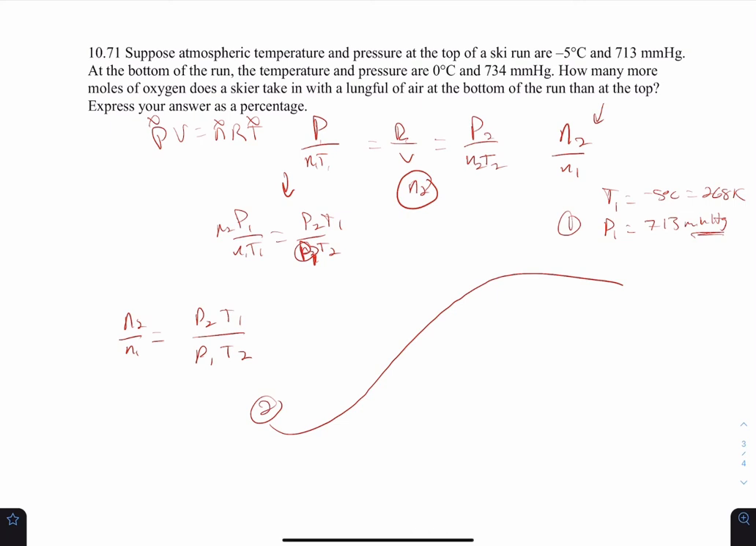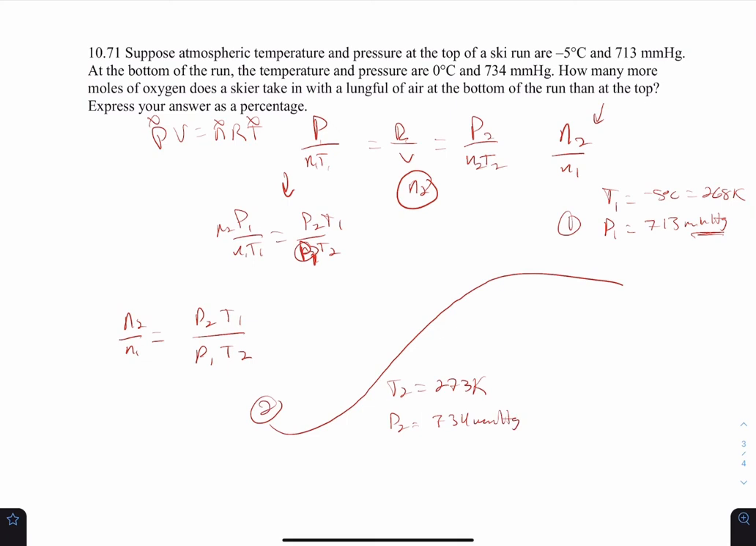Temperature for sure always needs to be in Kelvin, but for pressure, I'll show you why it doesn't matter in this case that you change it to atmospheres. If it makes your heart happy, go for it, but I'll show you the trick in a second. So T2 down here, they told us, is 0 degrees Celsius, which is 273 Kelvin. And then P2, they said, was 734 millimeters of mercury.